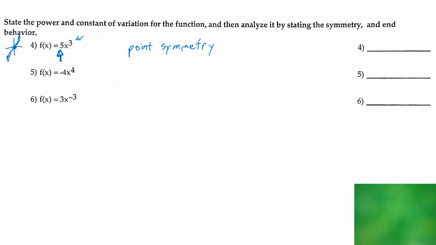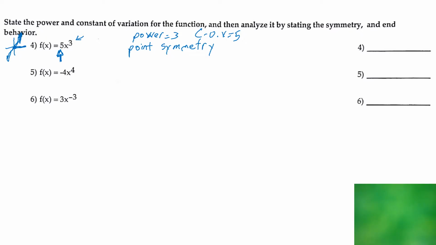And when we talk about the other portions of it, the power is going to be 3 and the constant of variation is 5. For our end behavior, we're really asking what's happening when we go to the right or when we go to the left. So notice on the right-hand side of the graph, it's going up.